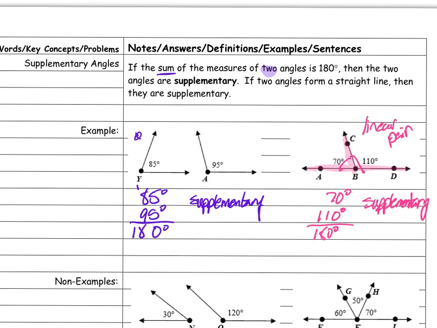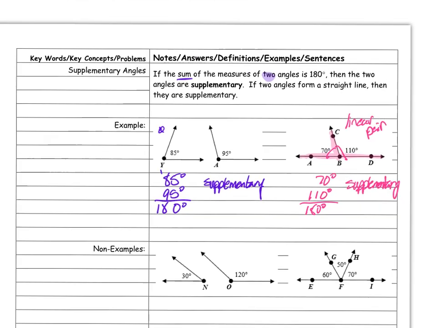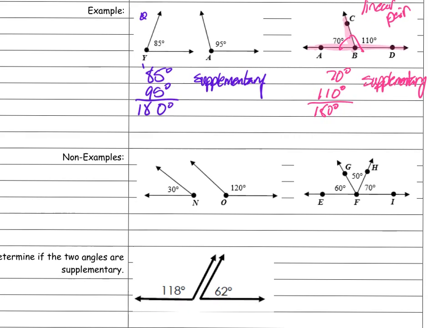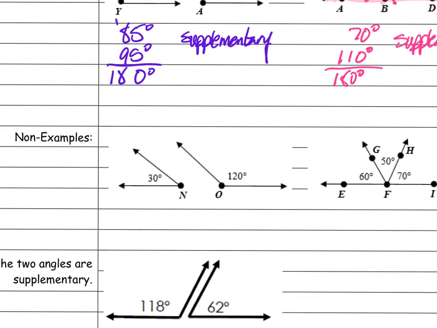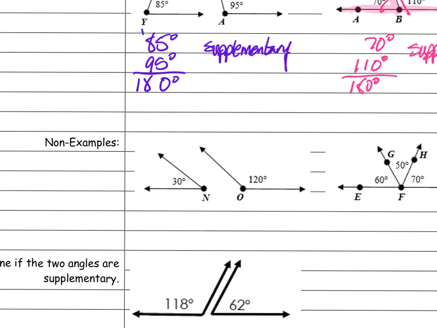So non-examples, let's go to the two non-examples I have for you. And how do I know if they're non-examples? That's the question, right? Well, I have two angles here. I'm just going to add them together. So I have 30 degrees plus 120 degrees. Well, that equals 150 degrees, so not supplementary.